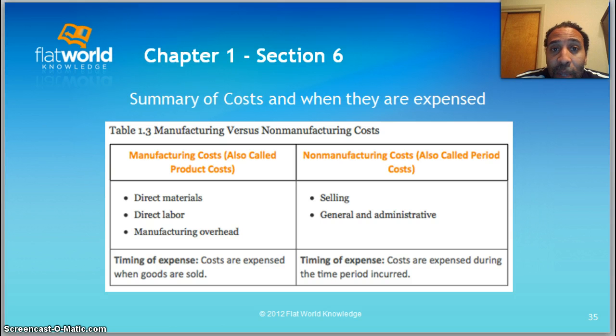So they're not expensed until the goods are actually sold and go out the door, and then we say this is how much we spent on materials, how much we spent on labor, and how much we spent on overhead. Non-manufacturing costs, also called period costs, involve selling and general administrative. We just talked about that: people in sales and marketing, and also human resources people. The timing of expense: costs are expensed during the time period incurred, right? And that's why they are called period costs.